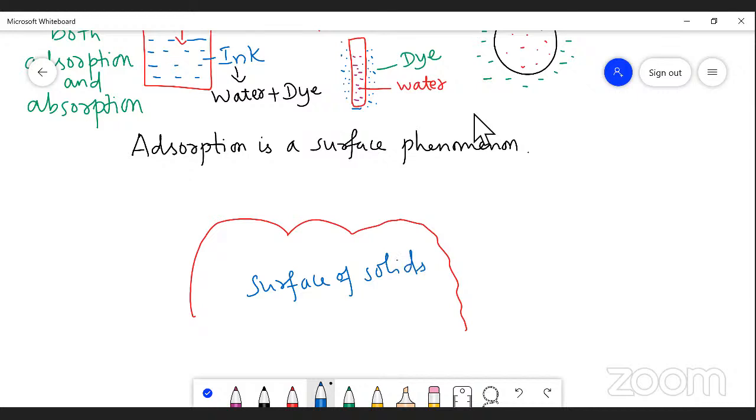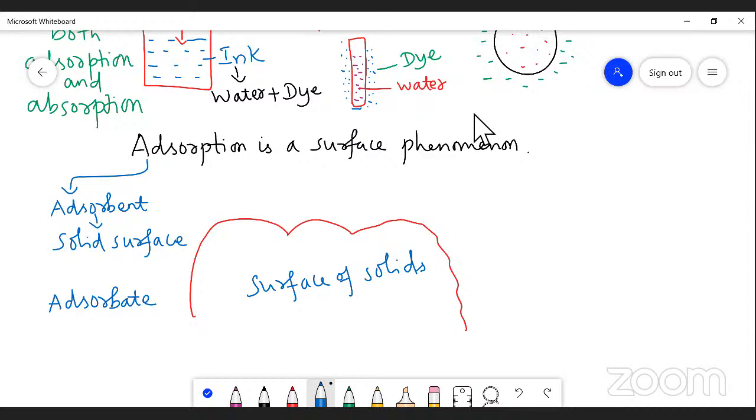Now the solids. During adsorption, we should concentrate on two factors. One is the adsorbent. Another one is the adsorbate, because both act in adsorption. First of all, what is an adsorbent? The solid surface acts as an adsorbent. What are the examples I can give for a solid surface?